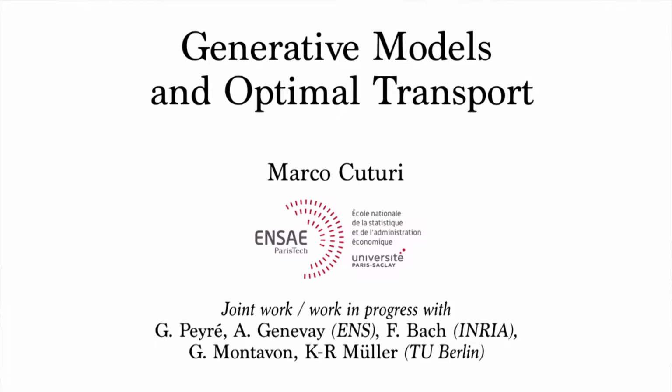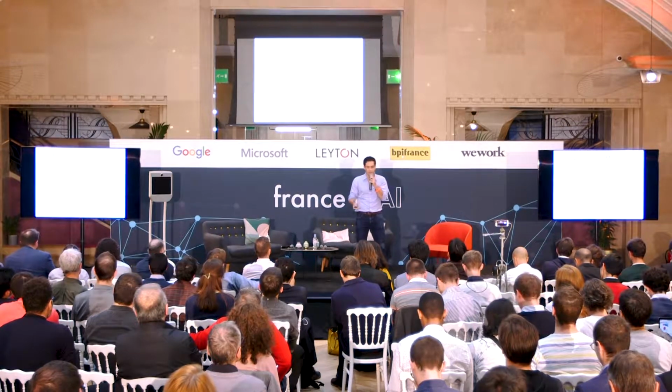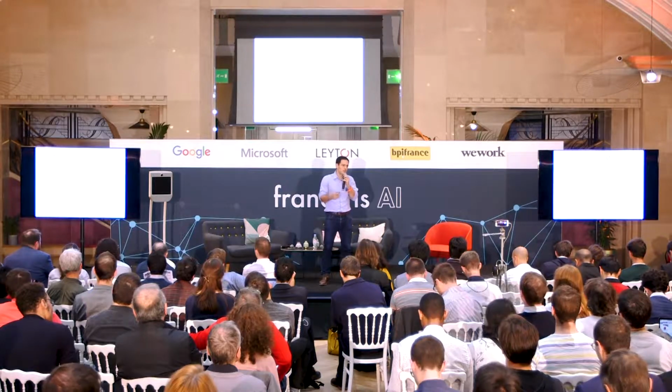So I will talk today about a topic which is generative models and optimal transport. It's a mashup of two research topics, I would say. We had a nice introduction earlier by Grégory Renard on GANs, so I will talk about this again. And then I will introduce, maybe to some of you, this theory of optimal transport. And we're trying hard as mathematicians to make it work for this kind of problem.